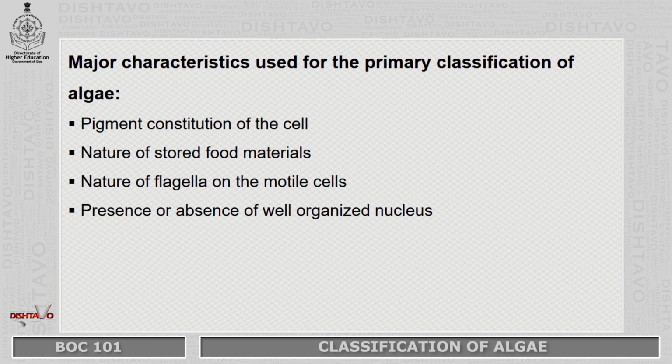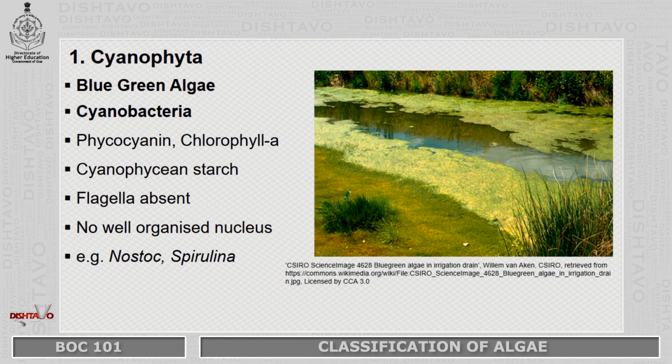These are the main characteristics: pigment constitution of the cell, nature of the stored food material, nature of flagella on the motile cells, as well as presence or absence of a well organized nucleus. So these are the major characters they have utilized for classification of algae into different divisions. Now we will go through them one by one in brief.